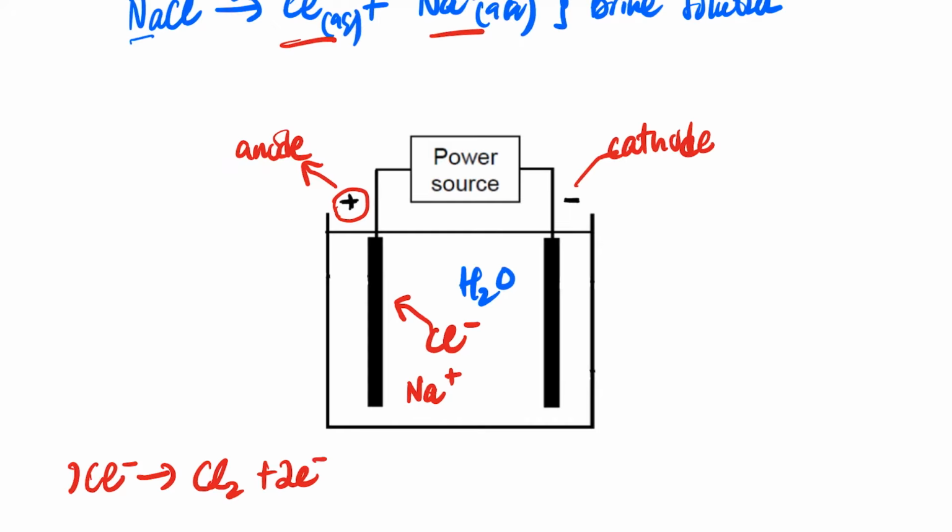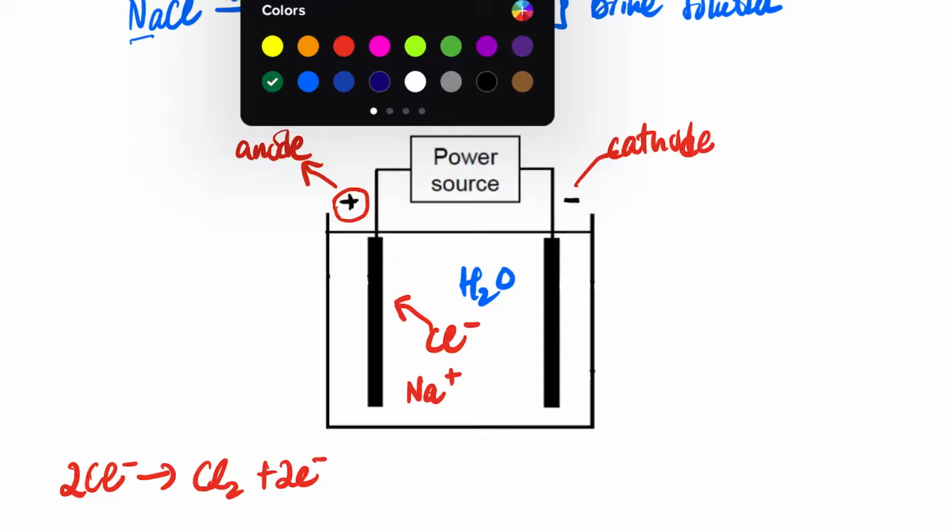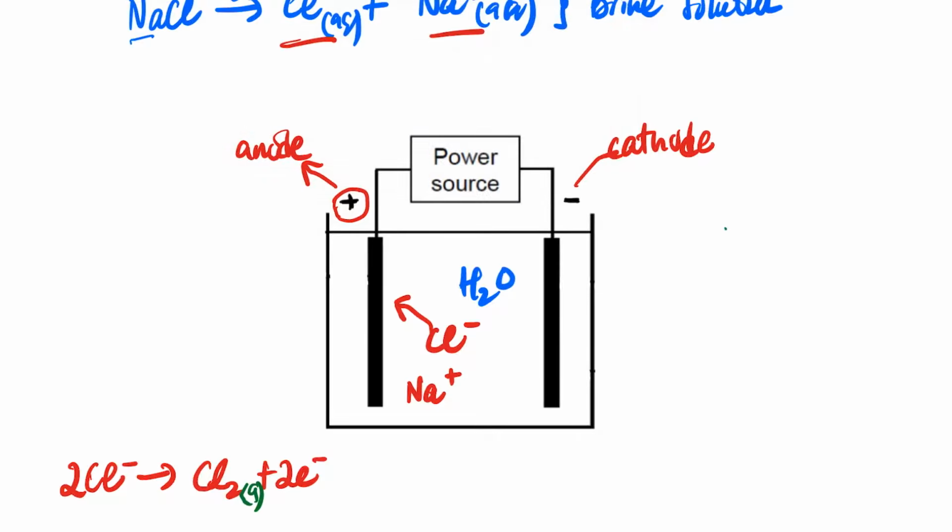Gives you 2 electrons. It must be 2 chloride ions. So what's going to happen here? There will be gas that is formed. Remember, this is the gas that is formed. There will be gas bubbles, this chlorine gas. There will be a gas bubble, which is the greenish yellow.